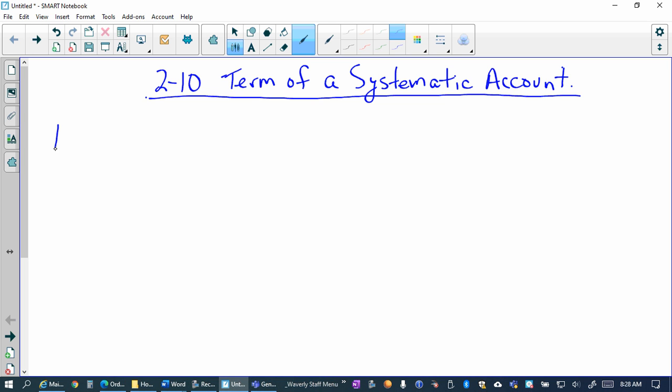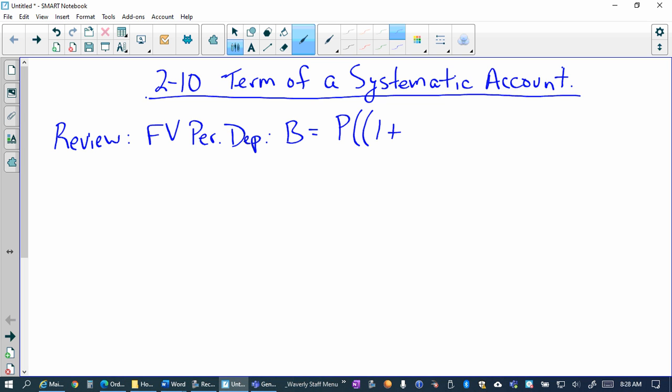As a quick review, we have the future value of a periodic deposit. These get a little bit messy sometimes, but that's all right. So B equals the payment. This P stands for payment, right? Since it's periodic, not principal so much. (1 plus R over N) to the NT minus 1, all over R over N.